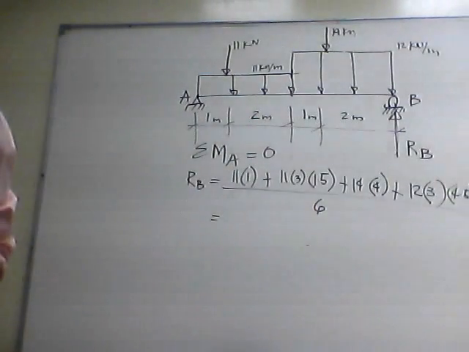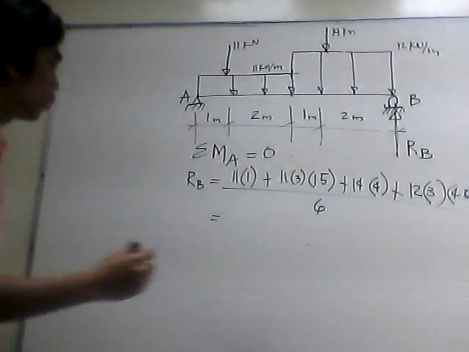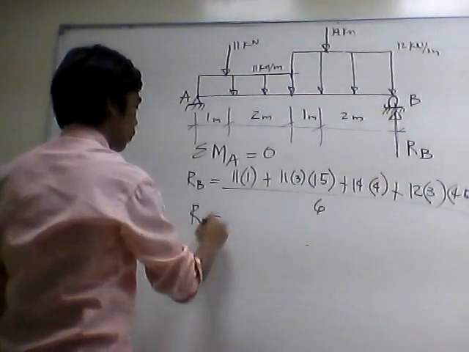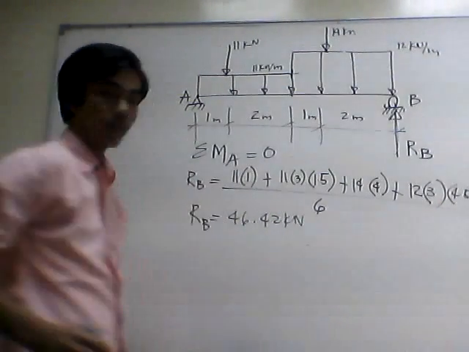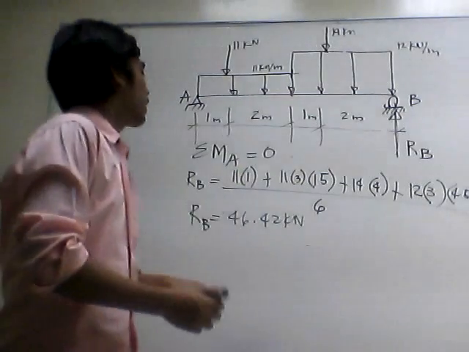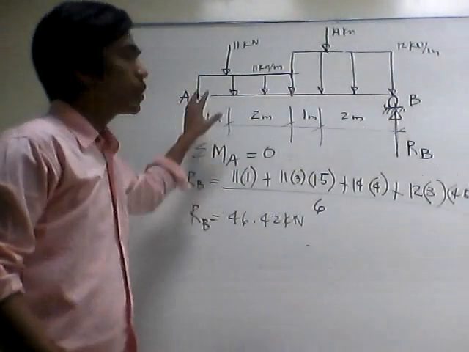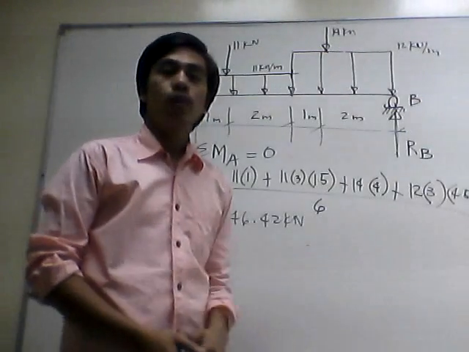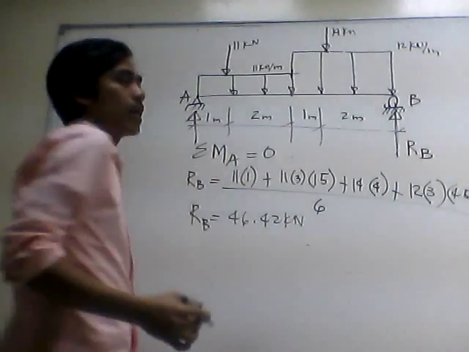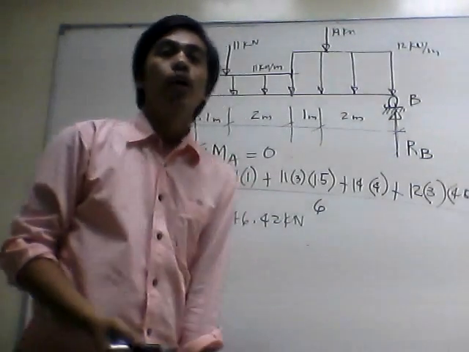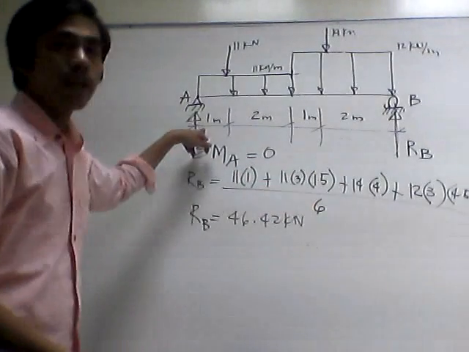Okay, so RB will give you 46.42 kilonewton. Okay, if you are sure that this is accurate or correct, you can use the summation of forces vertical equals to 0 to solve for the remaining reaction at A. But for the sake of discussion, we are going to use summation of moment at B equals 0 to solve for the reaction at A.